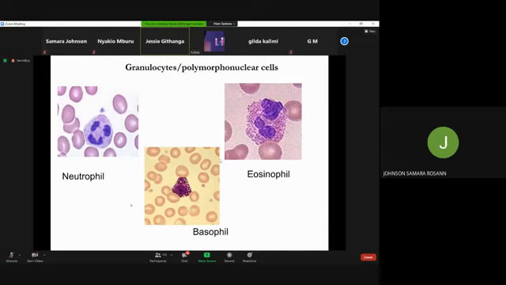Then we come to the basophil. You can see that generally the basophil is also segmented, may have 2 segments, or 1, not segmented.